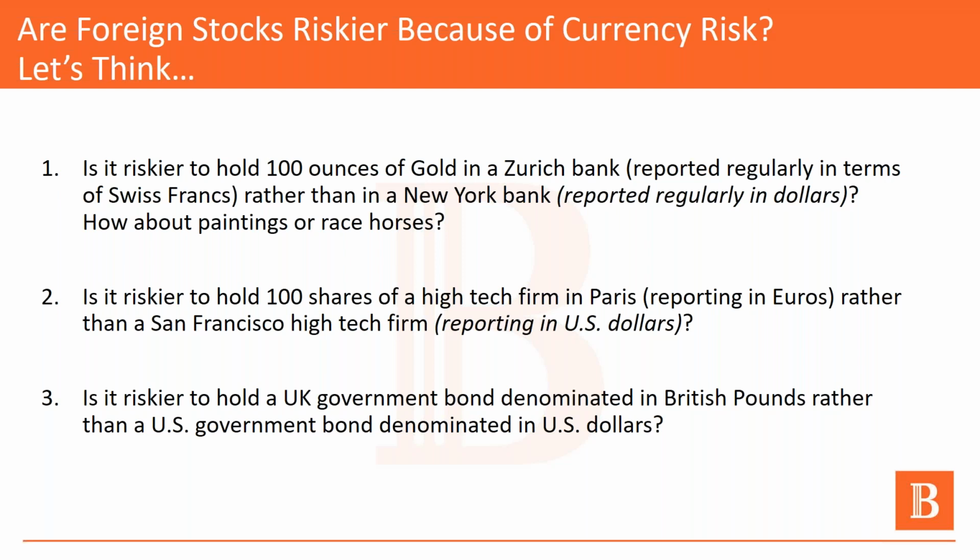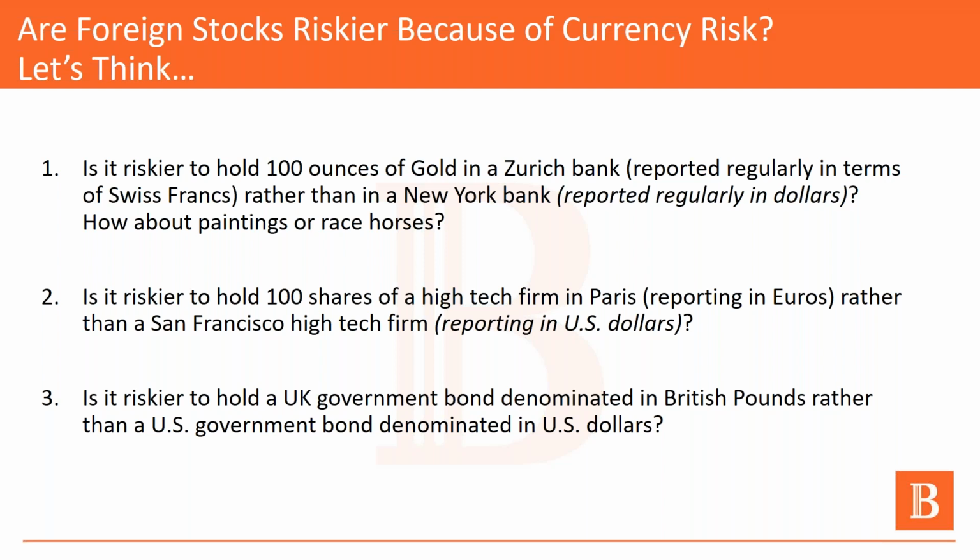However, if we get down to this third example, does it matter whether I buy a UK bond that's denominated in British pounds or a US government bond denominated in US dollars? That does matter. If I buy a British bond and the British pounds sink in value, then when I get my British pounds back out of that and convert it to US dollars, I will lose money.